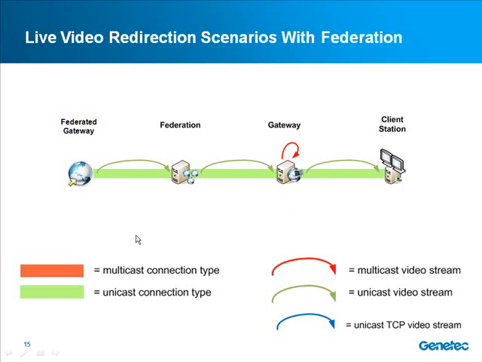Now in these scenarios, we have a red bar for a multicast connection, and a red arrow indicating a multicast live video stream. And we have a green bar for a unicast connection, with a green arrow for a unicast video stream. In our example later on, we'll take a look at the recorded video stream as well, which is a blue arrow denoting a unicast TCP stream.